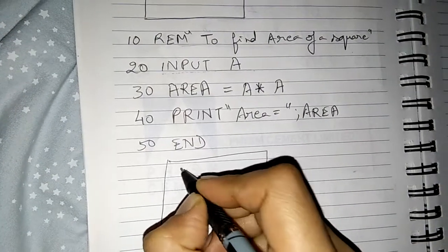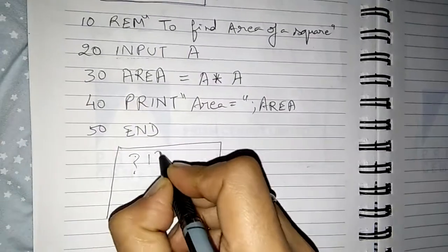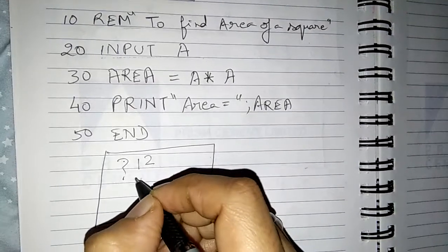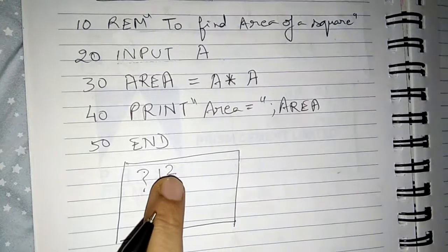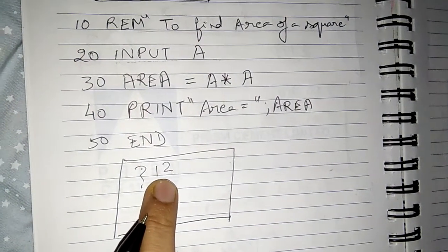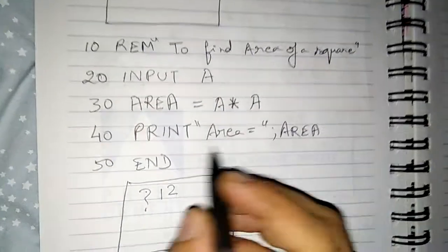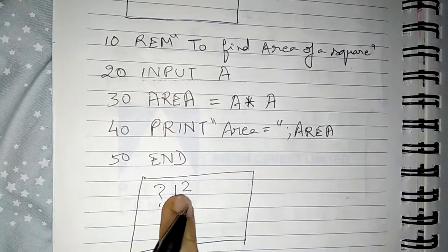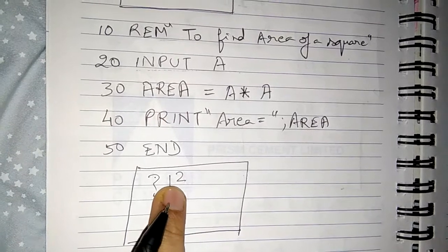So in this, the output will change. What will be the change? First of all, it will ask for a value, and suppose I have entered a value 12. Instead of 10 I have given 12. The user of your program can find the area of different squares. This is a more interactive program, a good program. By running this program again and again, and by giving different side measurements, he can find out the area of different squares.